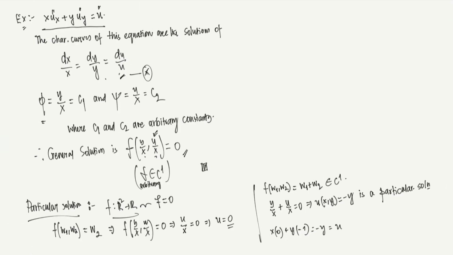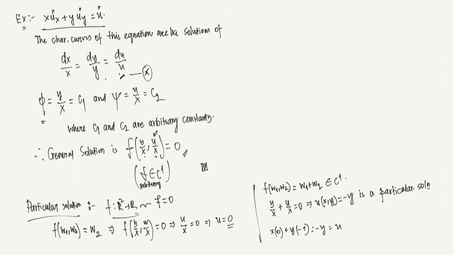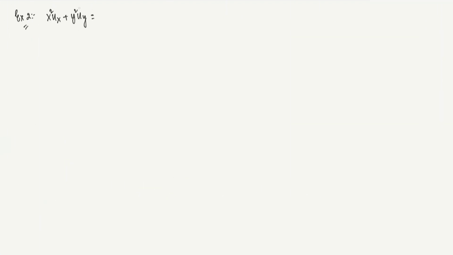Let's say you have this equation x u_x plus y u_y. We are just starting out with very simple problems so that we do not get confused here. This is the problem we already did, right? So maybe x square u_x plus y square u_y equals (x plus y) times u. Let's look at this problem.